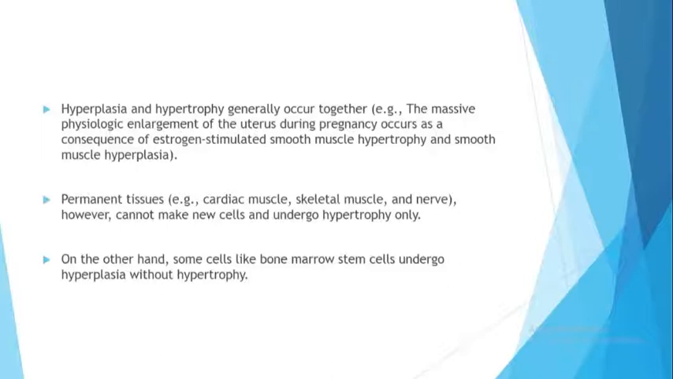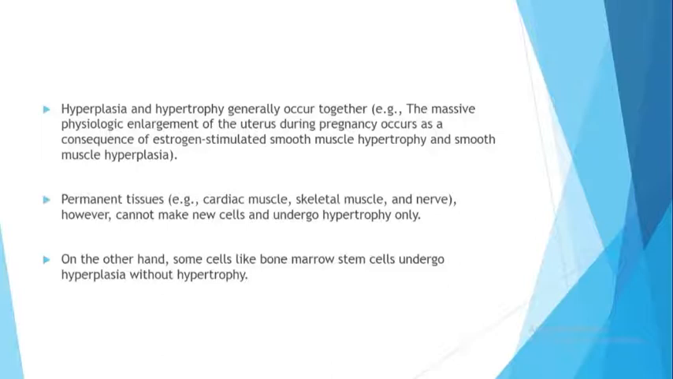The tissues in our bodies are divided into three types according to their ability to proliferate. They are divided into labile cells, stable cells, and permanent cells. So first, let's discuss labile tissues. The labile tissues, or the continuously dividing tissues, are tissues in which cells are continuously being lost and replaced by maturation from stem cells and by proliferation of mature cells.